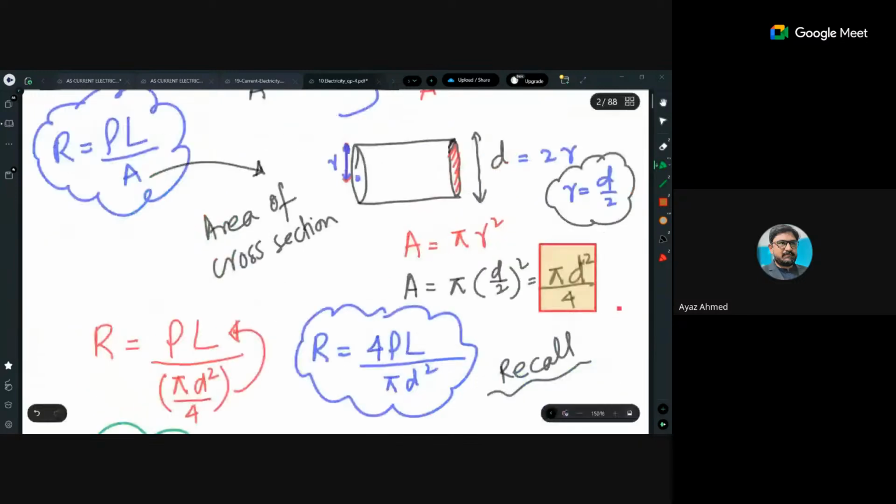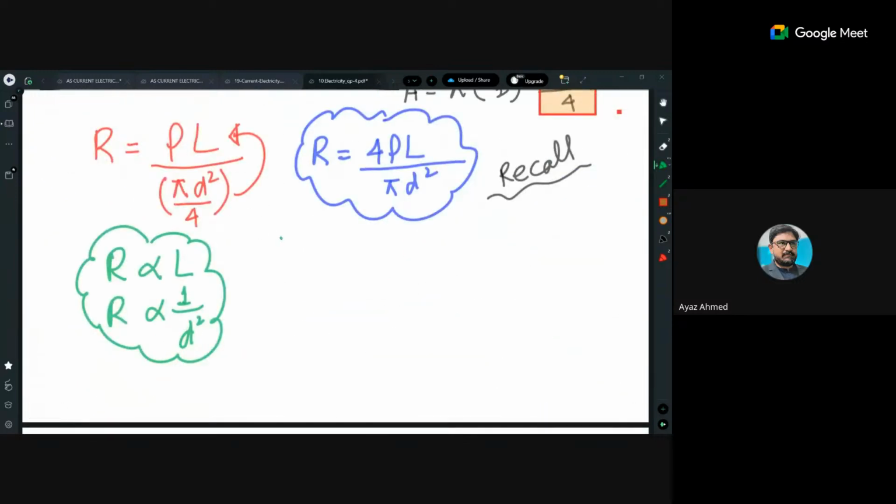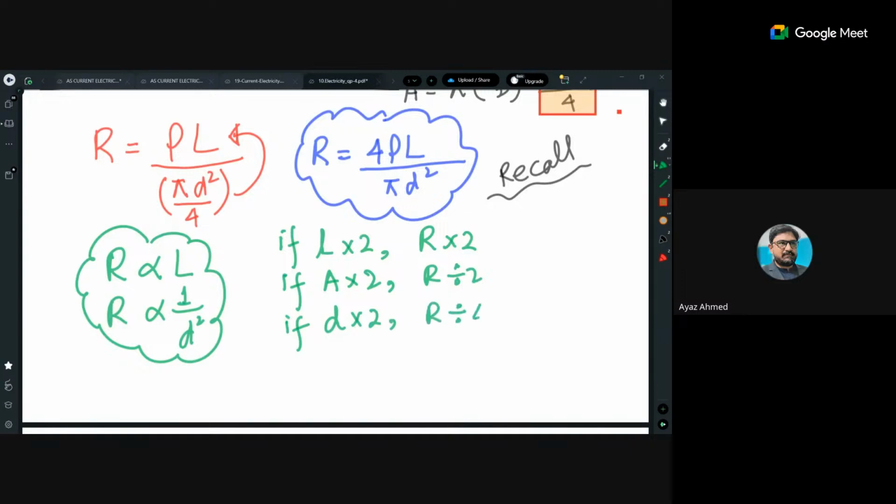So can I say that if length is multiplied by 2, resistance will be multiplied by 2. If area is multiplied by 2, resistance would be divided by 2. And if diameter is multiplied by 2, resistance will be divided by 4. Yes, because it is square of diameter. Square of diameter means when you make diameter double, resistance would be affected 4 times. Is it?